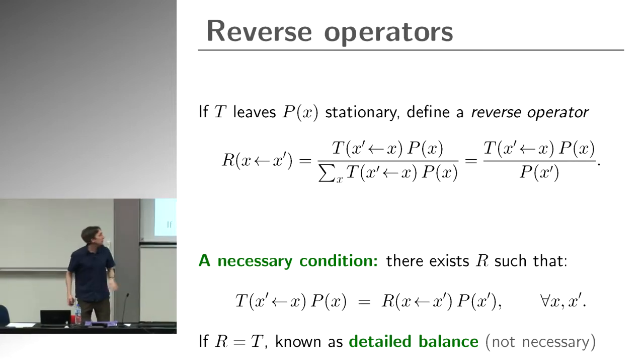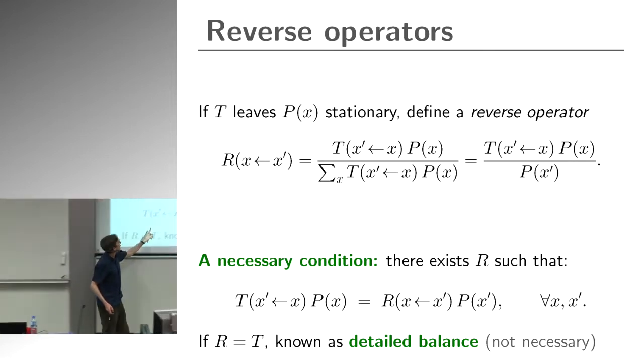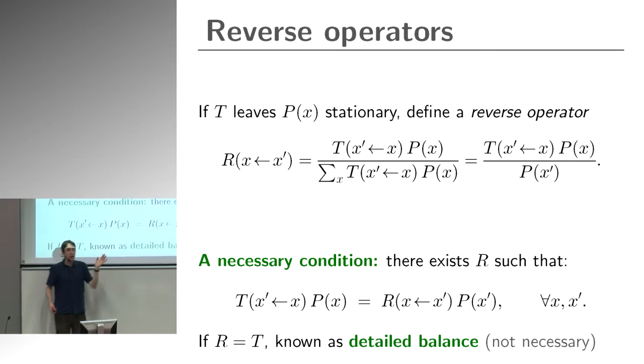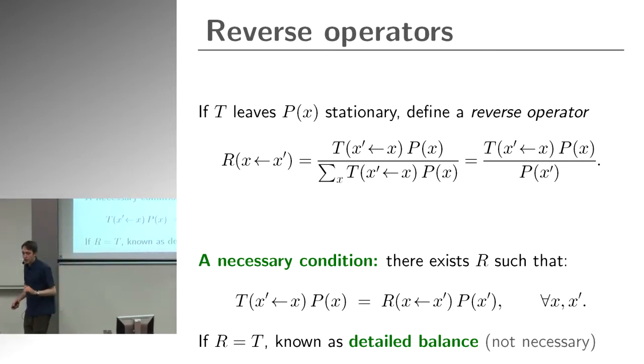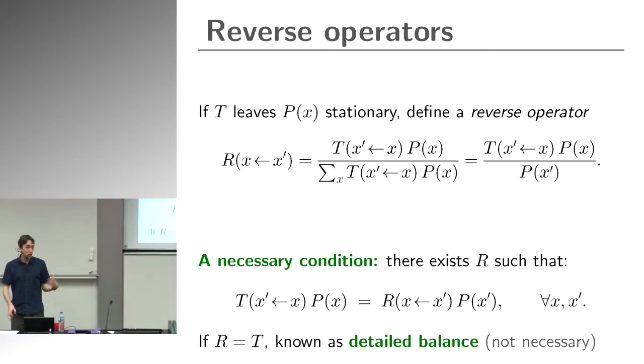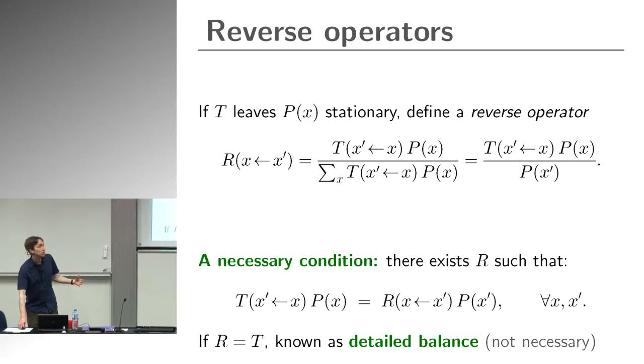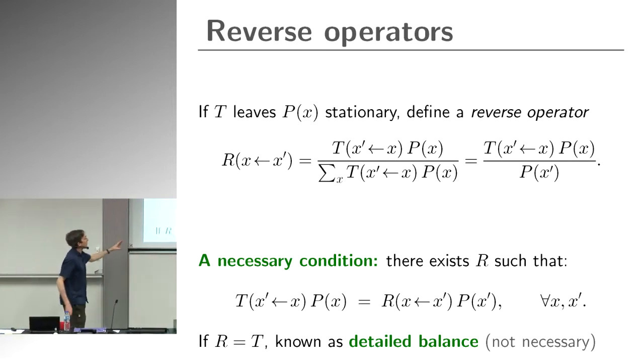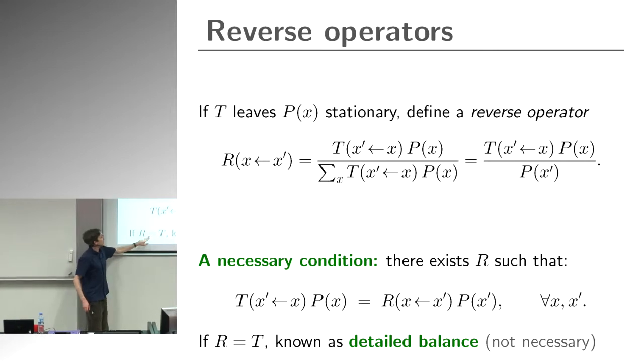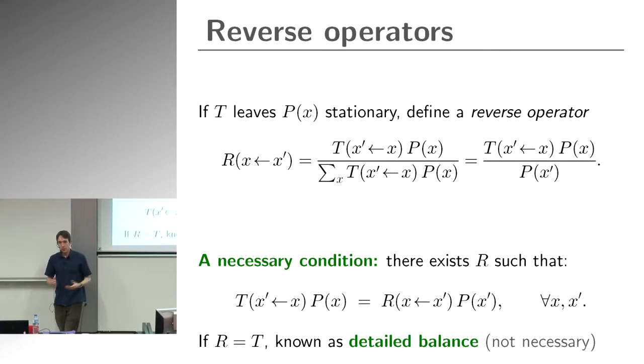A lot of you will have probably seen this version where r is equal to t, and then this equation is called detailed balance. So the equation I've put up is necessary. It is always true for any Markov chain Monte Carlo algorithm. Detailed balance is not necessary. It's not necessary for r and t to be the same thing, but it commonly is.